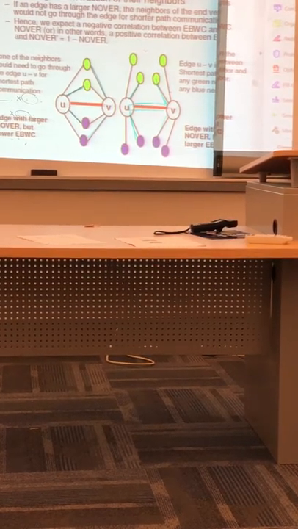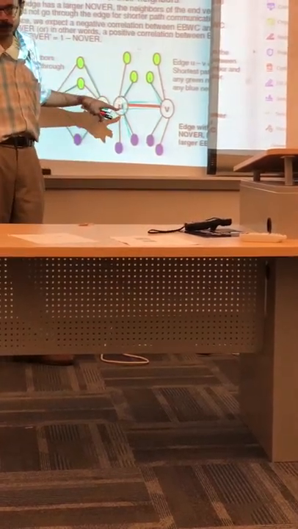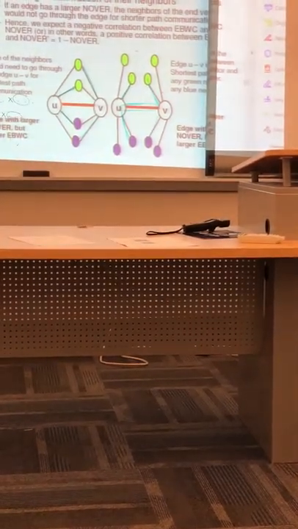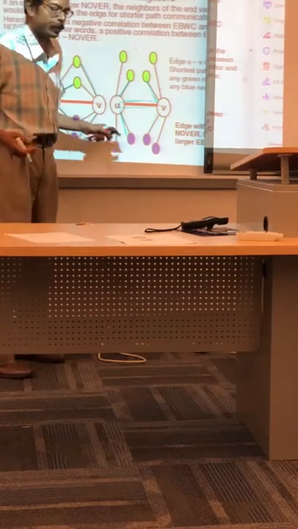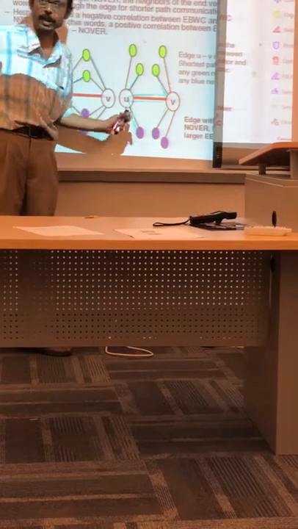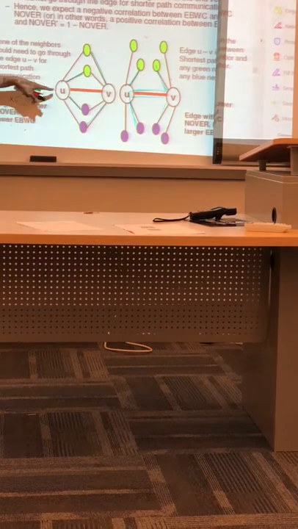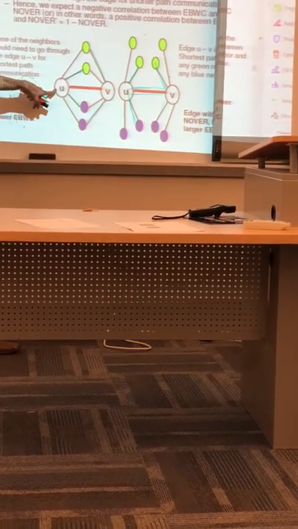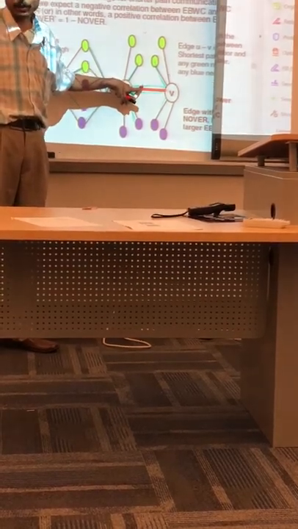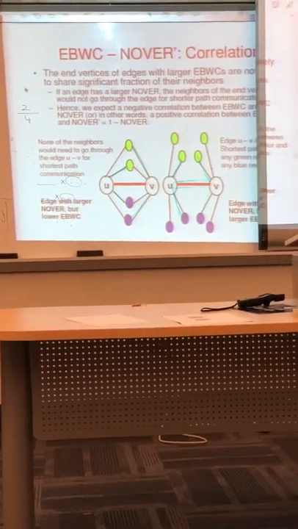So now what is the neighborhood overlap of this edge UV here? There's no common neighbor, so it's going to be 0, right? On the other hand, the betweenness of this edge UV is expected to be much larger because several neighbors are going to go through this edge UV, right? So we see again a negative correlation. The larger the neighborhood overlap score, the lower the betweenness. And the lower the neighborhood overlap score, the larger the edge betweenness, right? So that's the trend between the two.